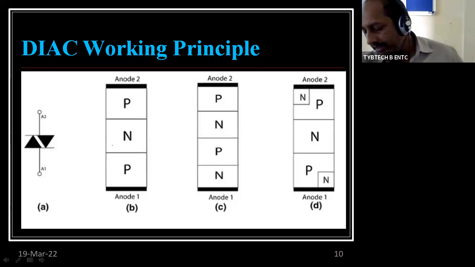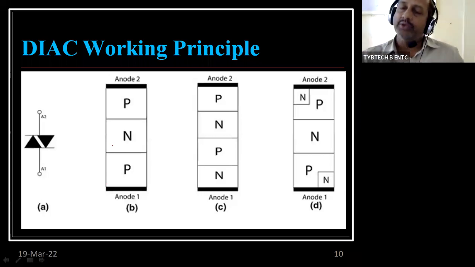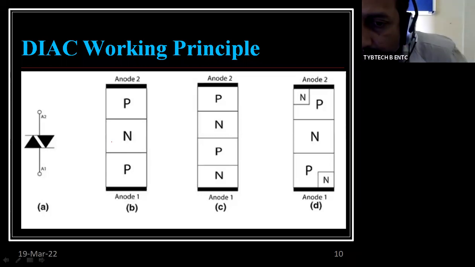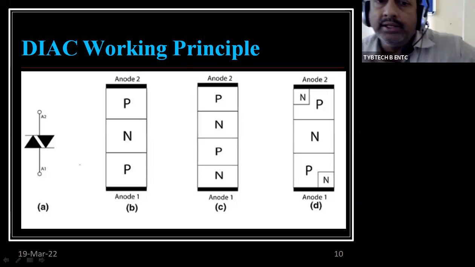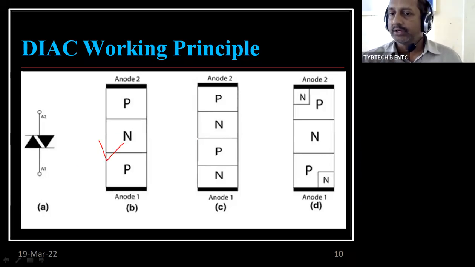So if the manufacturing of the DIAC is done using only 3 layers, this will be the first one. If it is 4 layers, it will be the middle one, and if it is 5 layers, it will be the last one. So any one of them can be used to construct this particular DIAC.